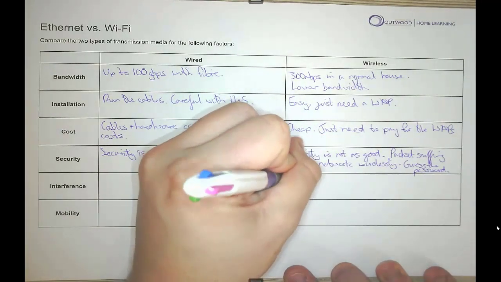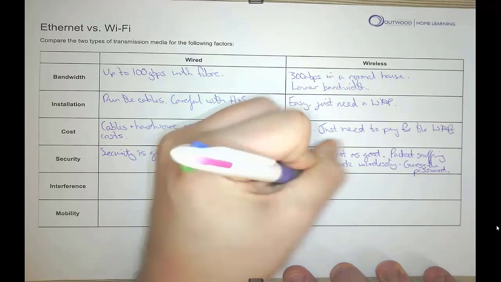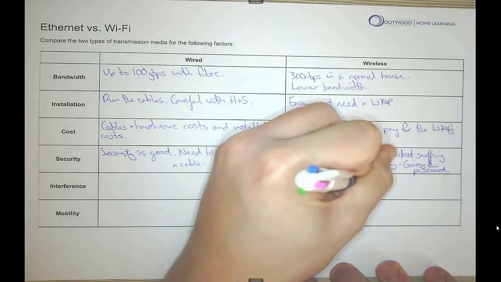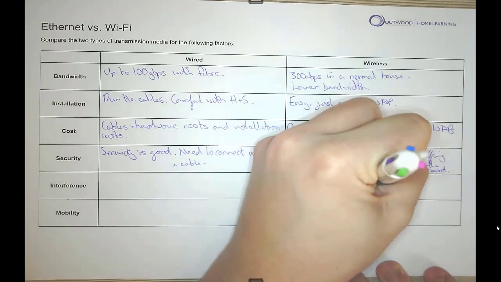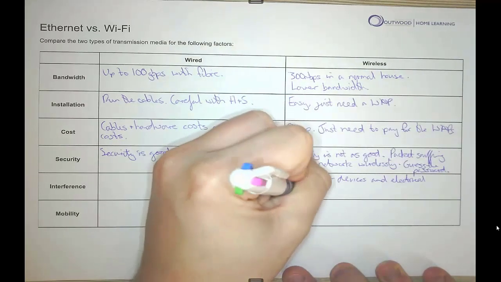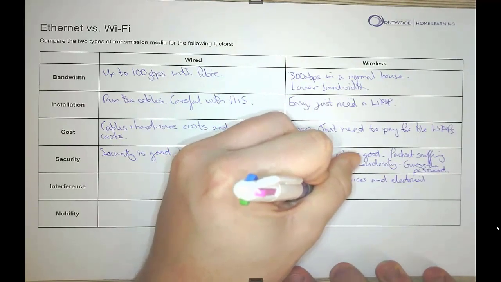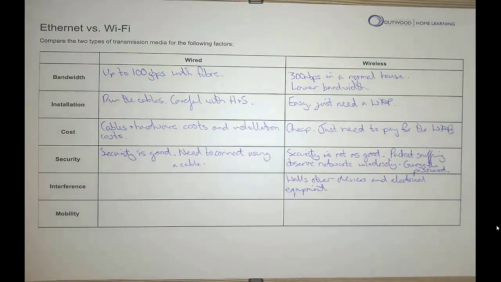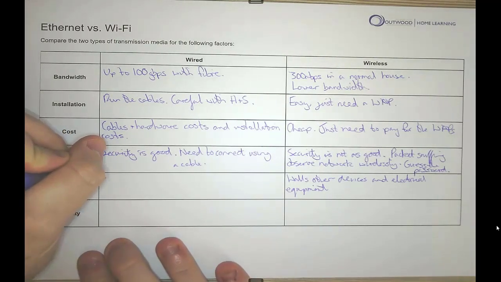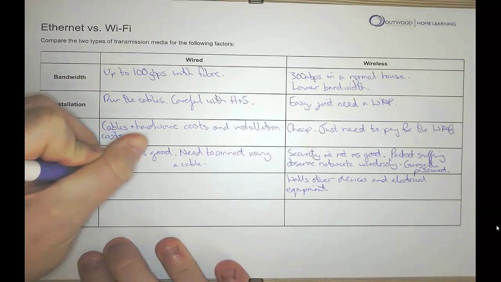So, interference. Well, with wireless, you get interference from walls, other devices, and electrical equipment, which can lead to packet loss. With wired, you're not really going to get much interference because all the cables are wrapped to make sure that's so limited to no interference.